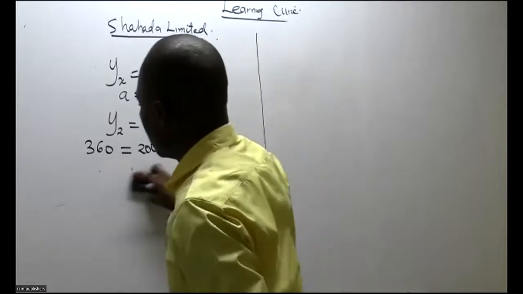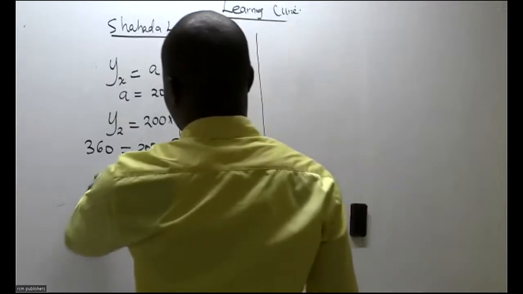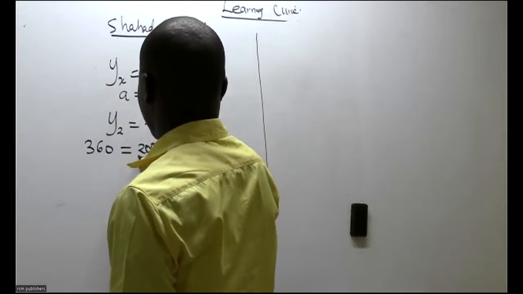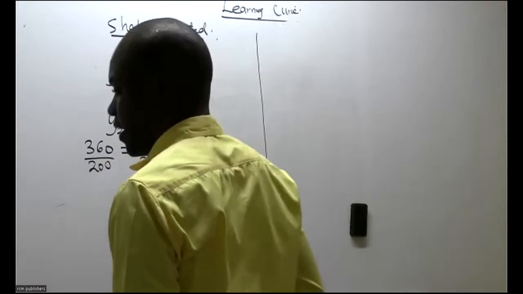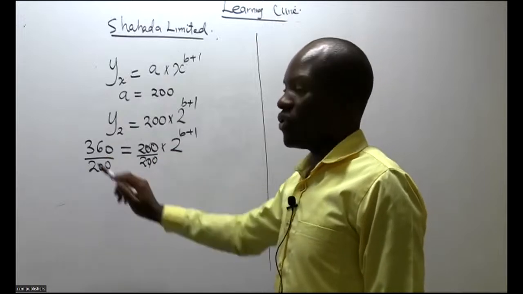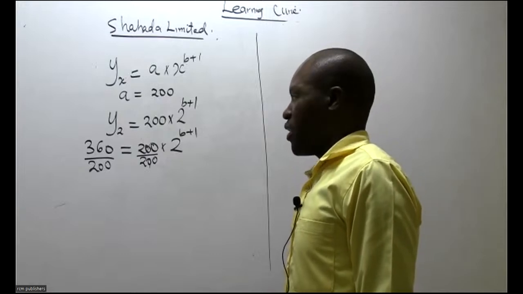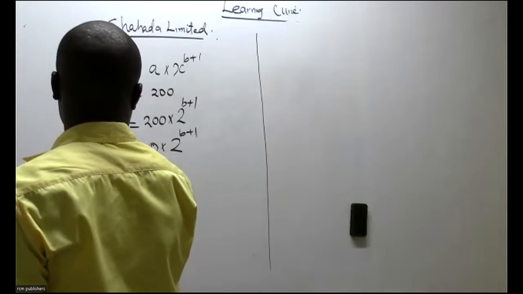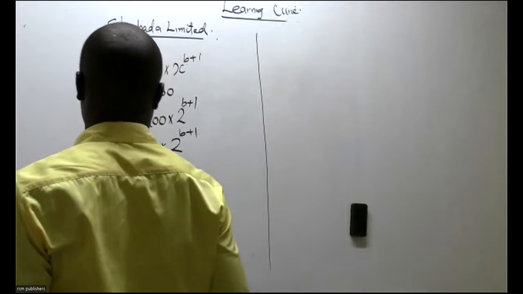So let's now carve this in place. At this point, this is 200 times 2 raised to the power B plus 1. To make this simple, divide both sides by 200. What are we going to have? Of course, this one will be 1. How about the other one? So we'll be having 1.8 is equivalent to 2 raised to the power B plus 1.